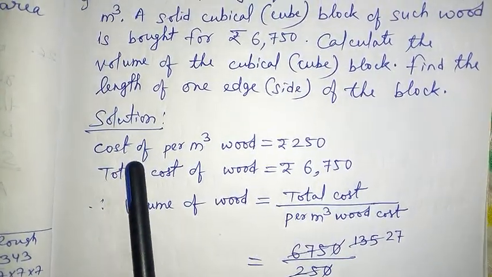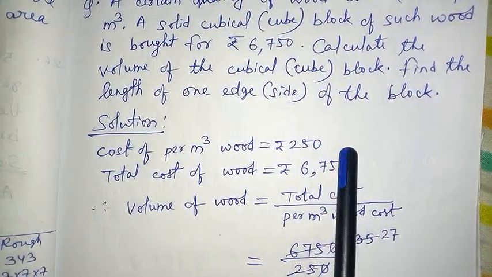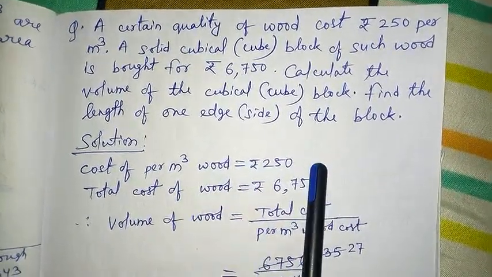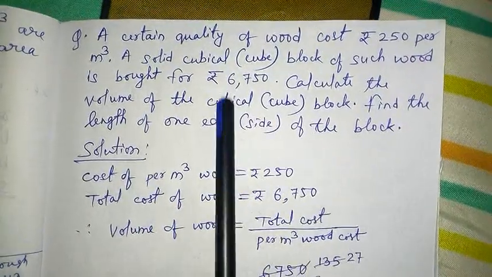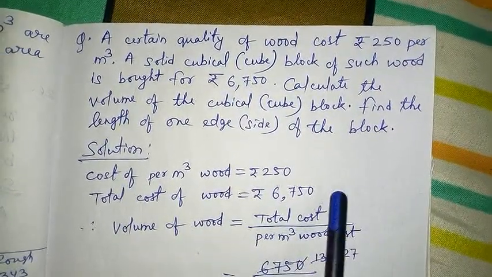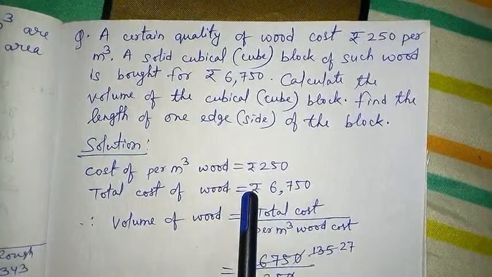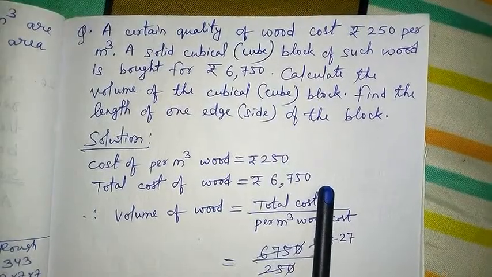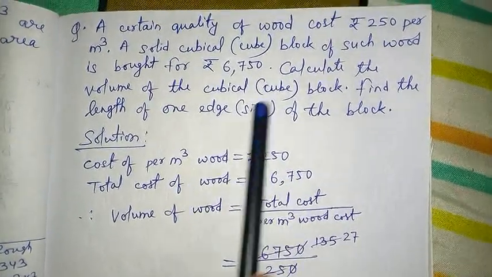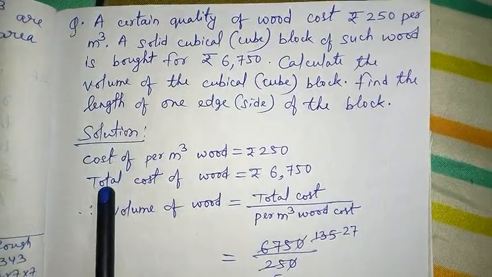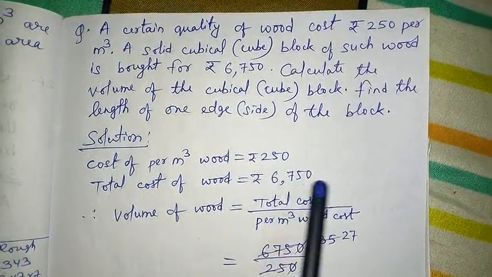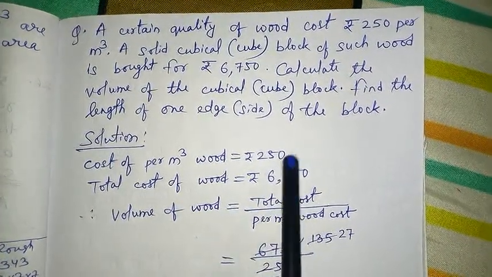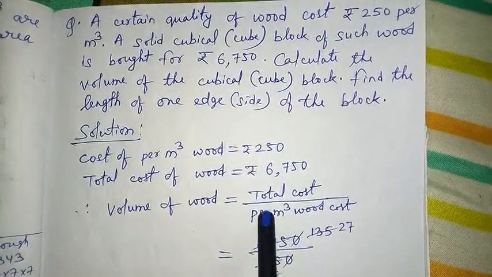So very easy. The cost per meter cube of wood is rupees 250. Per means 1. So the cost of 1 meter cube of wood is rupees 250, and the total cost of wood is 6,750. Just like I can say, suppose 1 kg potato costs 40 rupees, and in total if you buy 400 rupees of potato, that means the total cost will be 400. Same thing: 1 meter cube of wood is 250, the total cost of wood is 6,750. Now for the volume of wood, no need to put the formula; it will come from here: total cost divided by cost per meter cube.